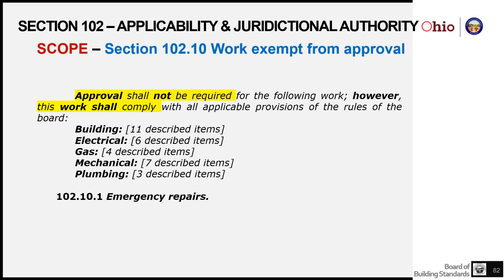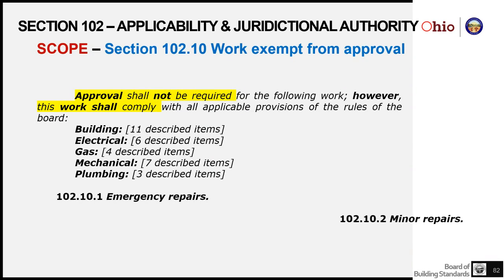Also in 102.10, we do talk about emergency repairs at 10.1, which basically says if the owner has a problem, he needs to get it fixed because water is coming in through the damaged roof. He can make those corrections, but if he needs to get approval for that work, he has grace to submit for plan approval within 24 hours following that work.